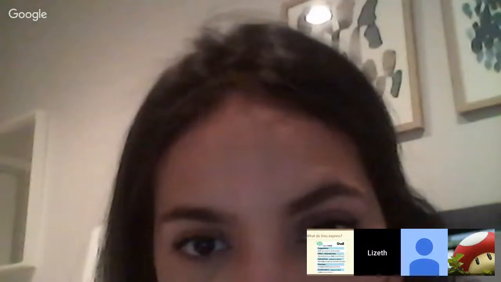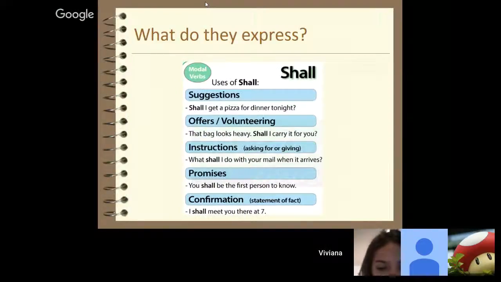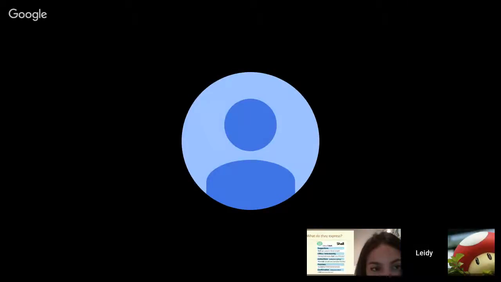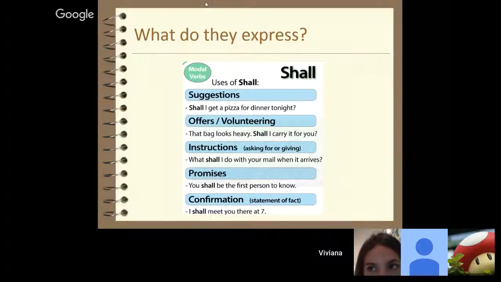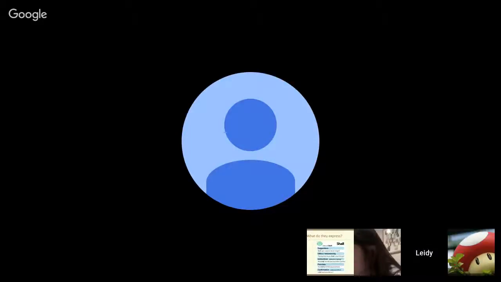Now we have the verb shall. That is also a modal verb. Okay, we have Lady. Lady, are you there? Can you read for us the verb shall, please? Read like your classmates. Okay. Shall. Use of shall.